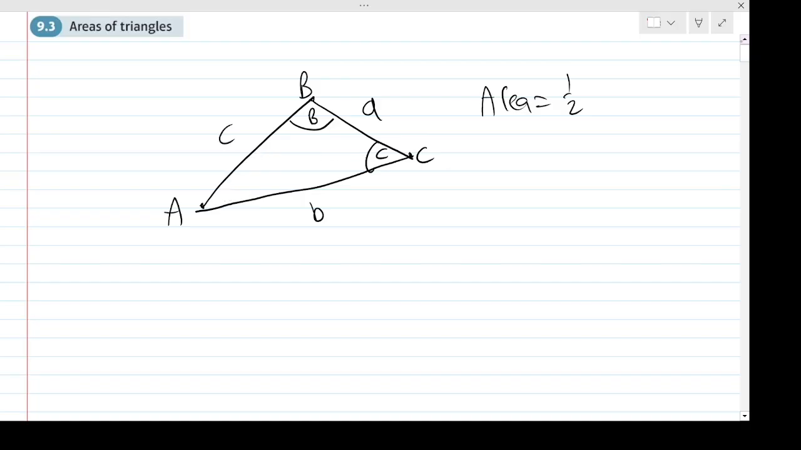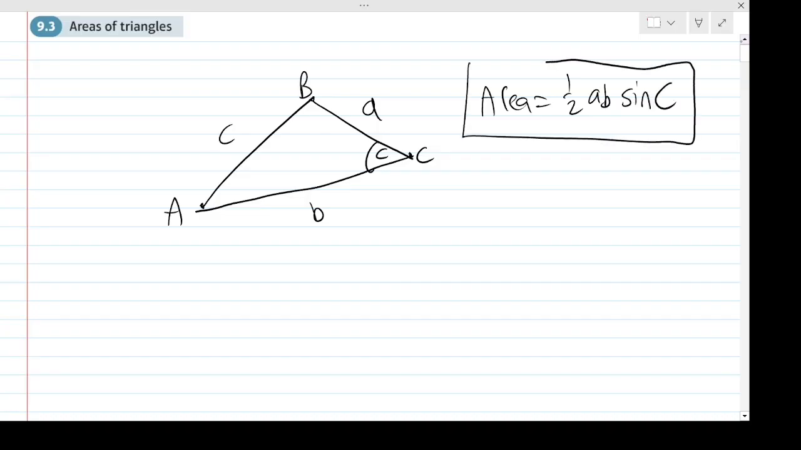And so in this case, we say the area of this triangle, a generic triangle, is a half ab sine of the angle C. Okay, and that's the formula we will be using in this section.